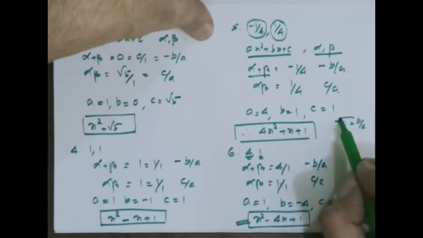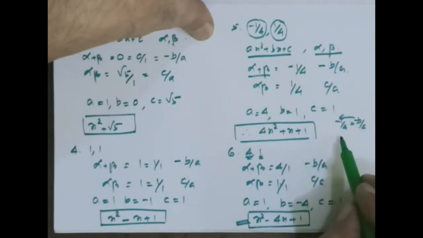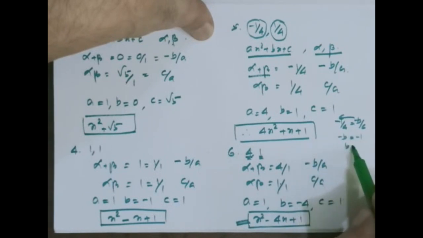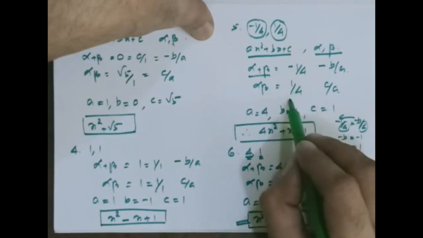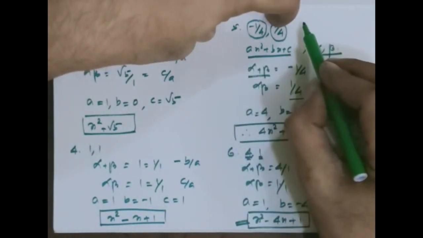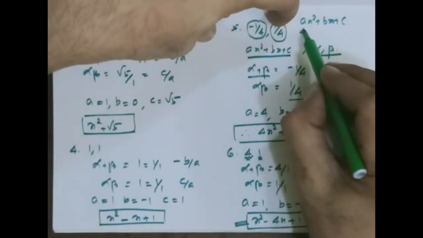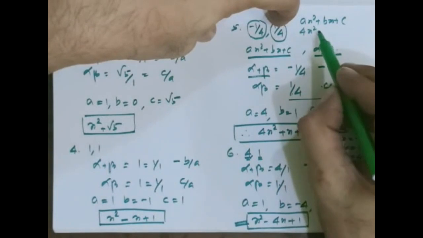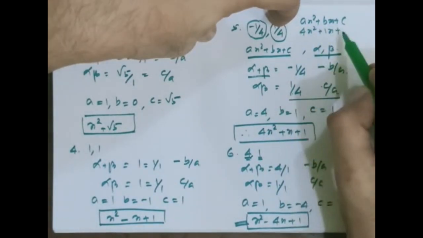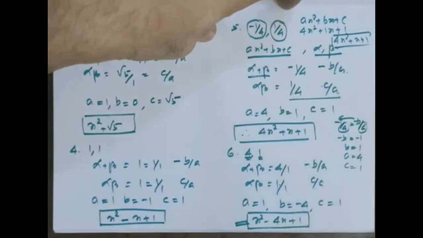So minus 1 by 4 equal to minus b by a. So minus b equal to minus 1, so b equal to 1. And what is a? a equal to 4. And what is c? From the second, c equal to 1. So what do you want to do? You replace in the ax square plus bx plus c. What is the value of a? a equal to 4, so 4x square. What is the value of b? 1, plus 1x, plus what is the value of c? 1. So that is equal to 4x square plus x plus 1. Okay, is it clear?